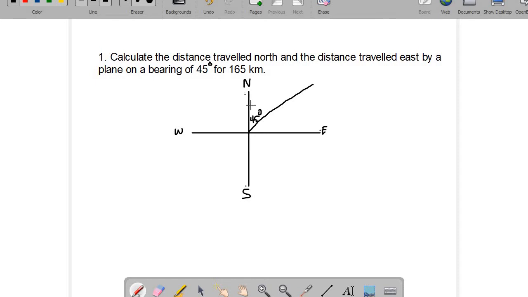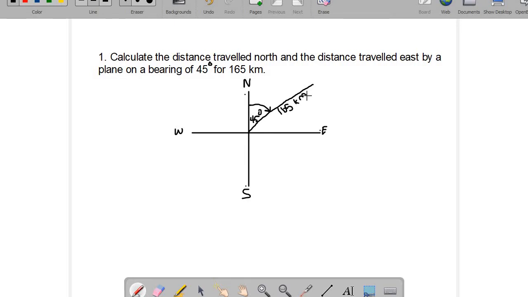Okay, so we're going to put in the 45 degrees here. Also, this is where your angle is. So your angle would be from north going around, so it goes in this direction. So you're going to put your 45 degrees here. Okay, and it says that it went on a bearing of 45 degrees for 165 kilometers, so this would be the distance that the plane travels. I'm going to label it there.